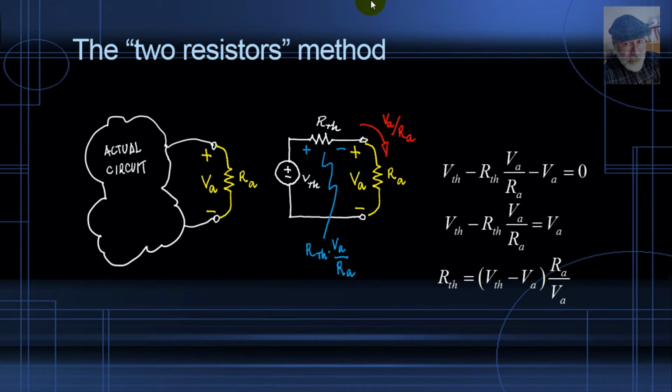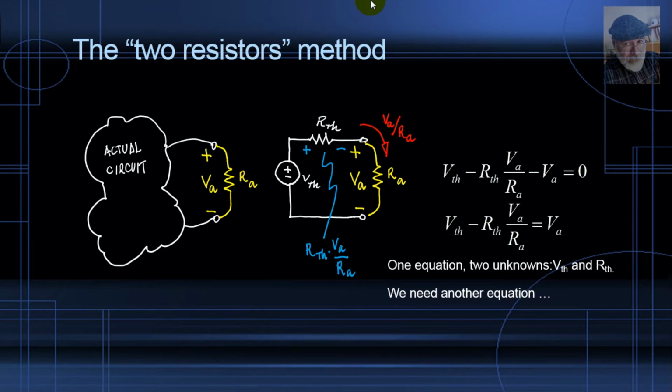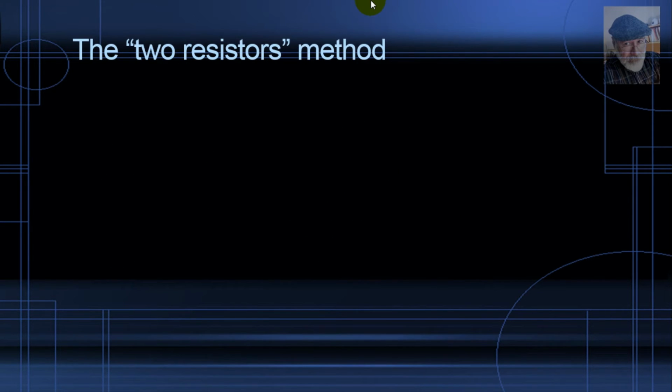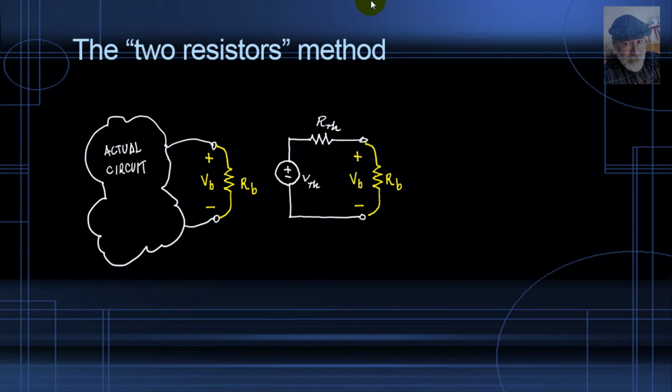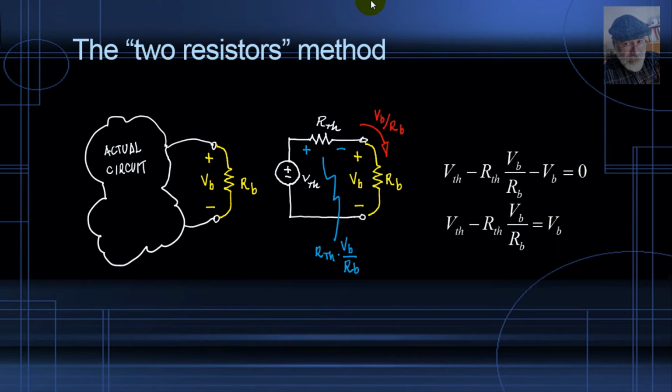But let's say that we do not do an open circuit test. We just apply a second resistor. In this case, we need another equation. Pick another resistor Rb and connect it to the port. Measure the voltage Vb that appears and apply that to the equivalent circuit. Again, the same analysis for current, for drop in R Thevenin, and for the KVL equation. Another equation, same unknowns Vth and Rth. We have now two equations and two unknowns.